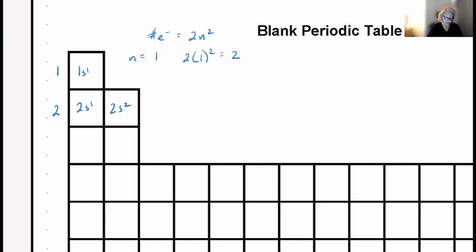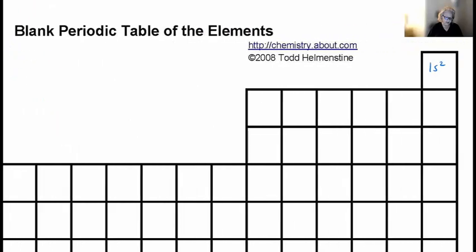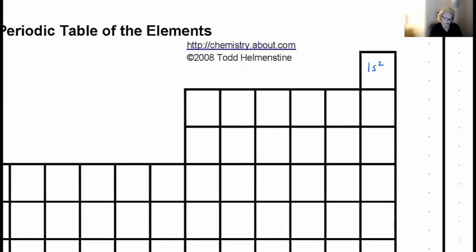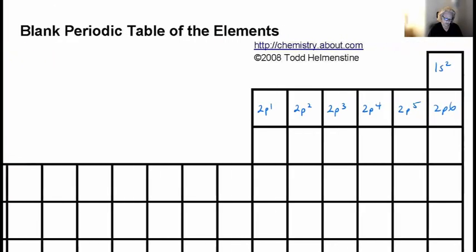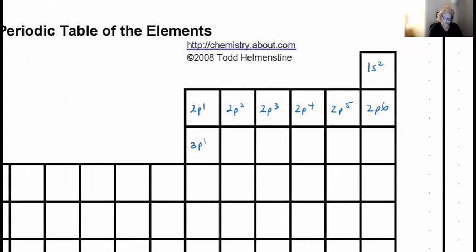Once the s's fill up, remember that the p's start in the second energy level. So this would be 2p1, 2p2, 2p3, 2p4, 2p5, and 2p6. That's the second energy level. In the third energy level, we have S's, P's, and remember, this is where the D's make an appearance. But still, they fill the low energy first. So we do the 3s1, 3s2. 3p's are lower energy than the D's.